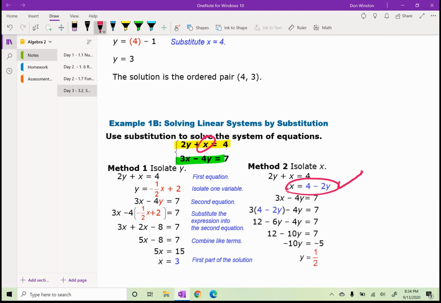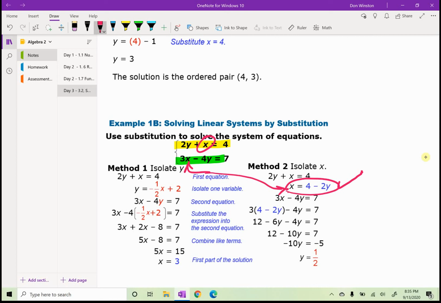Okay, so now what we're going to do, we're going to substitute 4 minus 2y, which is x, into the other equation. So we're going to take that x and substitute it into the other equation. So this is the other equation. We're going to substitute x, which is 4 minus 2y, into the other equation.